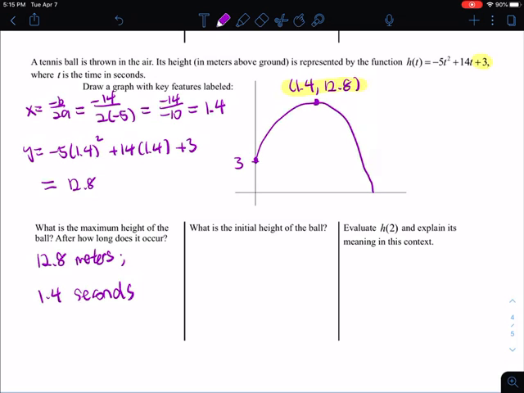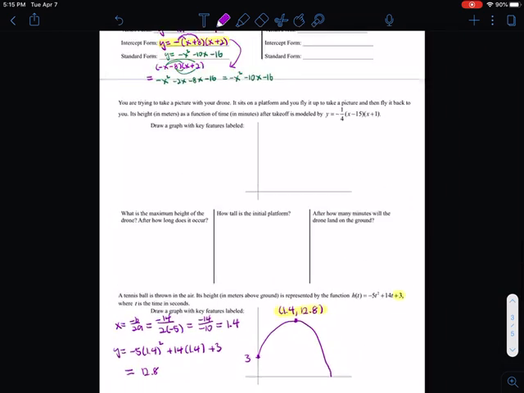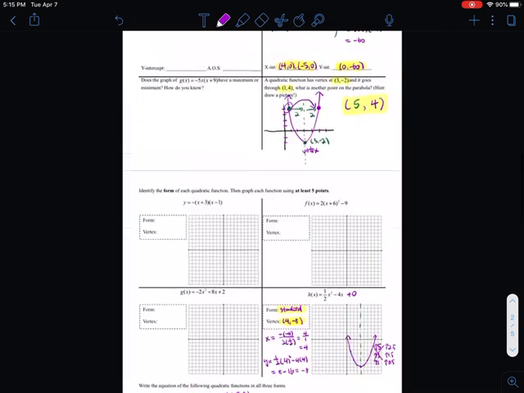And then initial height of the ball, that's going to be my y-intercept, so 3 meters. And then lastly, h of 2. And what's the meaning? Well, h of 2, we can just go ahead and plug it into the equation. So I'll let you guys do that part. Okay, so that's pretty much it.